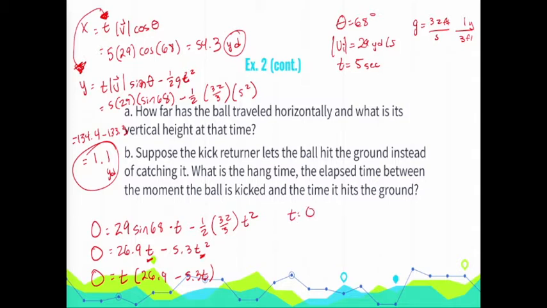So either t equals 0, at time 0, the ball is on the ground. Makes sense. Or 26.9 minus 5.3t is equal to 0. And we can solve this by adding 5.3t to both sides, and it's 26.9 equals 5.3t, and then dividing by 5.3. So we're going to get 26.9 over 5.3, which is, when my calculator decides to cooperate, 5.07. So let's say 5.1 seconds.